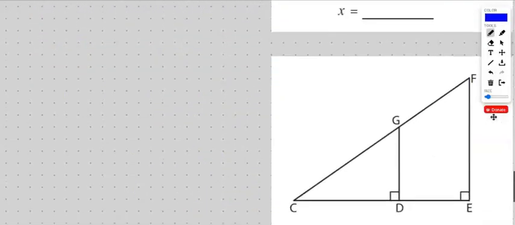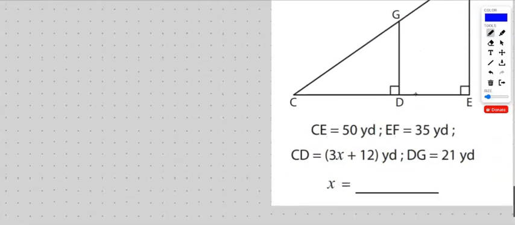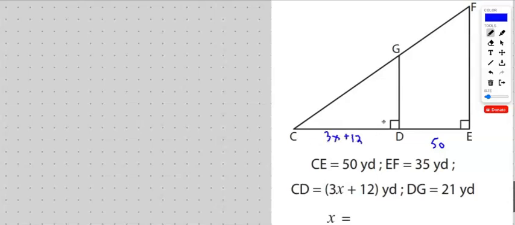Take a look at the last one on this page. Look at this. As long as we keep it straight, we're looking for x, right? So C to E is the long side. We're calling this one 50. C to D, just this short one, is 3x plus 12. Right? And we're going to do E to F here is 35. And that must mean D to G is 21.